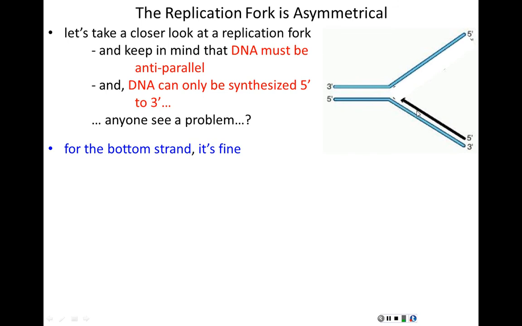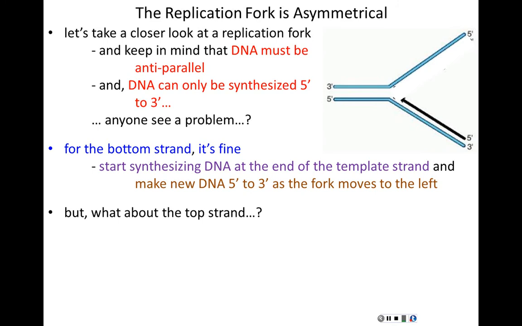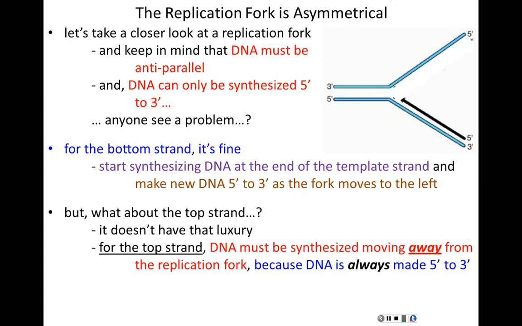But what about the top strand? See, the top strand's going the wrong way for this process, so it doesn't have that luxury of continuous DNA synthesis. For the top strand, DNA has to be synthesized in a direction that moves away from the replication fork. To be anti-parallel, we need to make DNA from left to right for the top strand, because we always have to make DNA 5' to 3'.